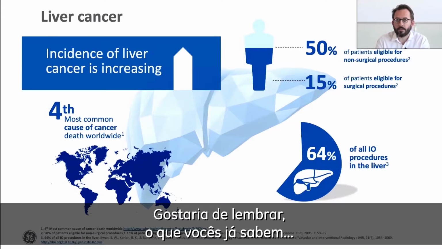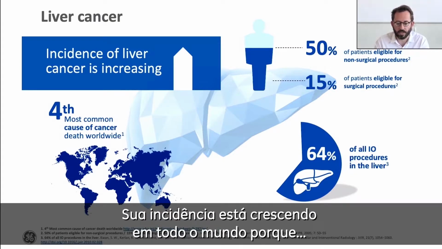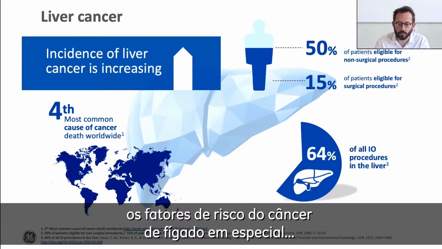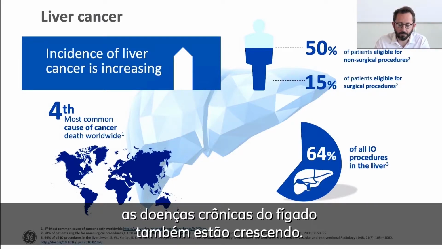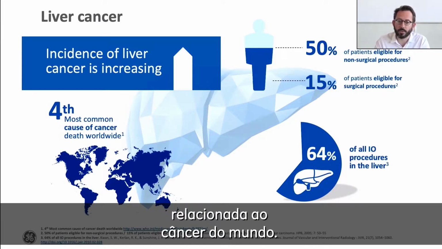So to start, let me remind you something that you are very aware of: liver cancer is very frequent and the incidence of liver cancer is increasing worldwide because the risk factors for liver cancer, especially chronic liver diseases, are also increasing. And it makes it the fourth most common cancer-related death in the world.